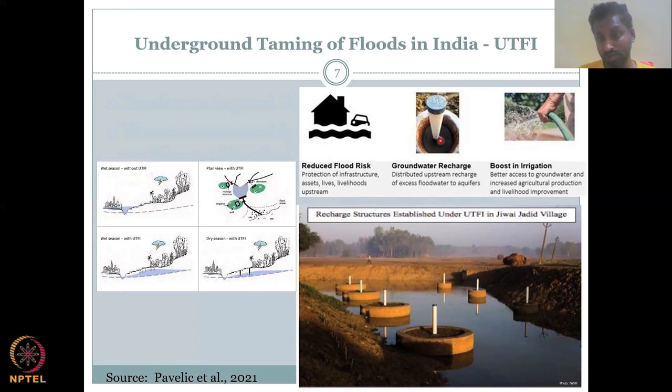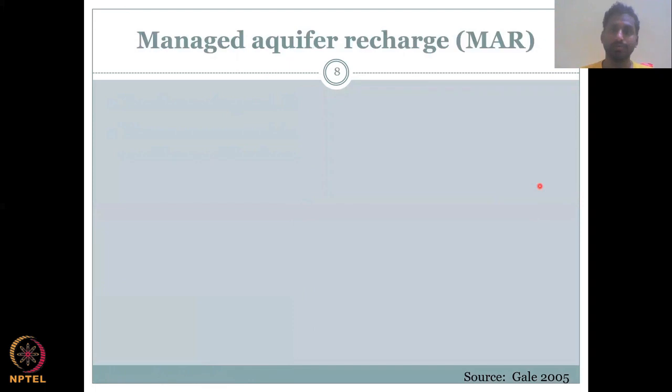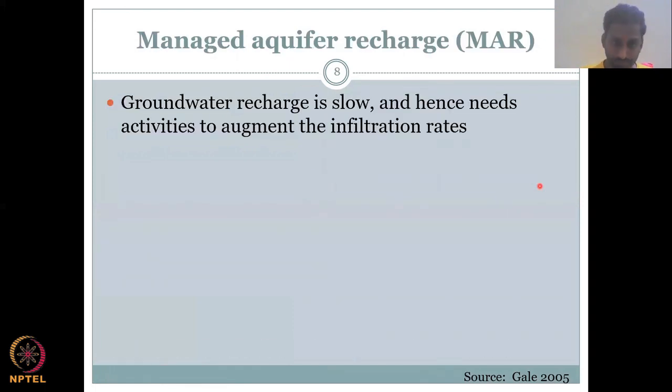Water is pushed into these, because when the pond level rises, for example, now the pond doesn't have water, but once water comes, the pond level rises and can go into the brown space you can see here, which has layers of materials that can filter the impurities, and the cleaner water can go into the aquifer. This aquifer water can be used to boost irrigation during the dry season or the non-monsoon season. Better access to groundwater and increased agricultural production and livelihood improvement. So this is a win-win for everyone.